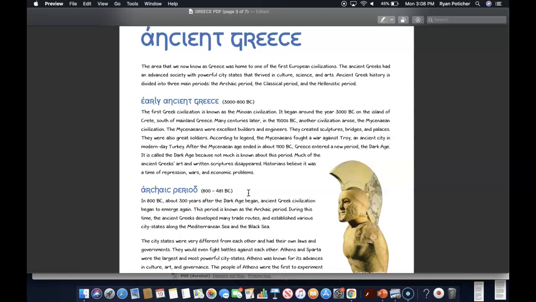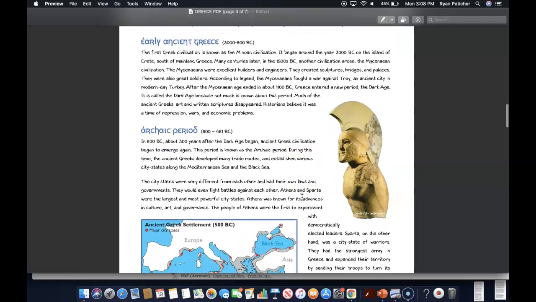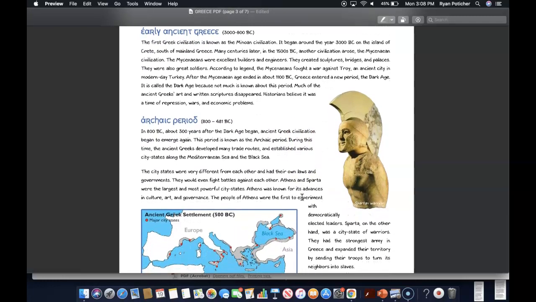Early ancient Greece. The first Greek civilization is known as the Minoan civilization, and it began around the year 3000 BC on the island of Crete, south of mainland Greece. Many centuries later, in the 1500s BC, another civilization arose, the Mycenaean civilization.